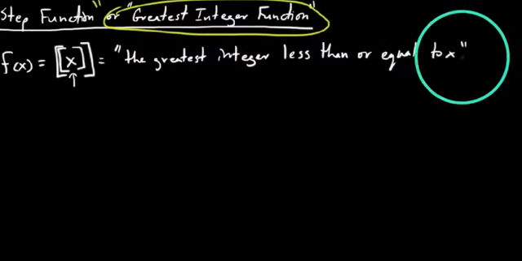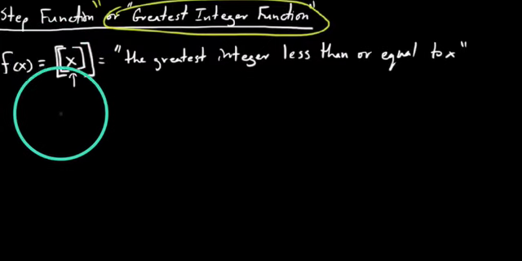If you see this, you could say f of x is equal to double bracket x, but nobody's going to understand you. So if we say f of x is equal to the greatest integer that is less than or equal to x, everybody will understand you, at least after we explore it.